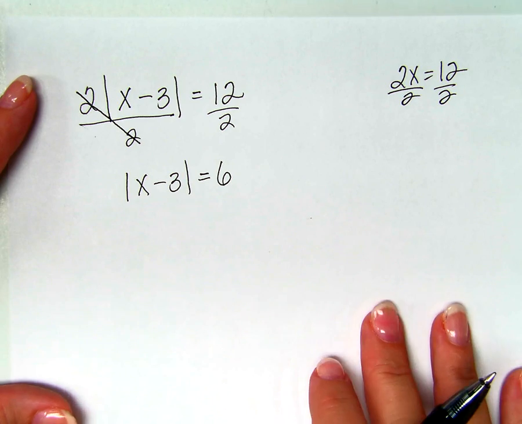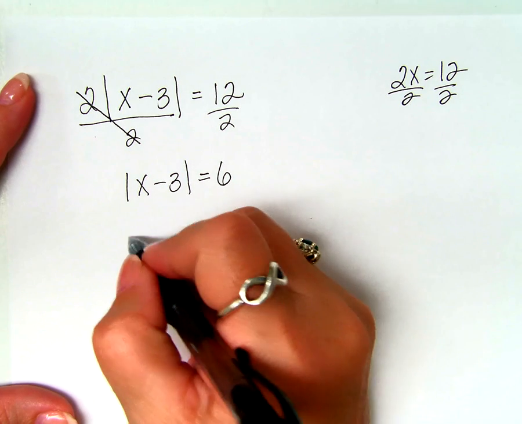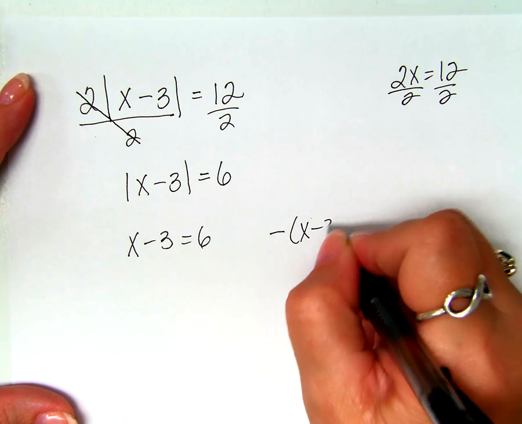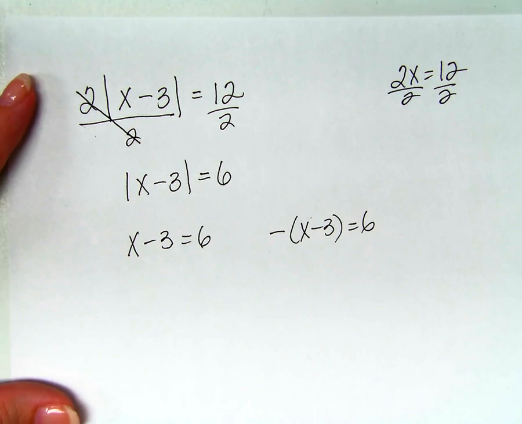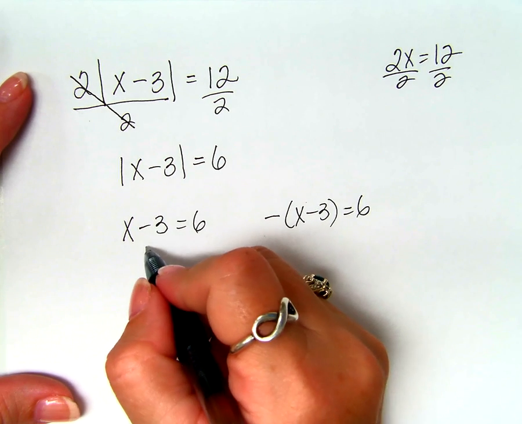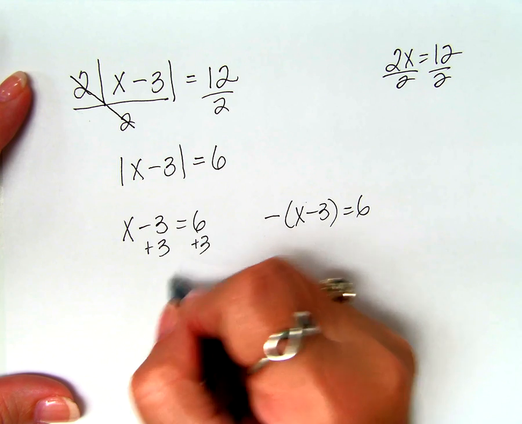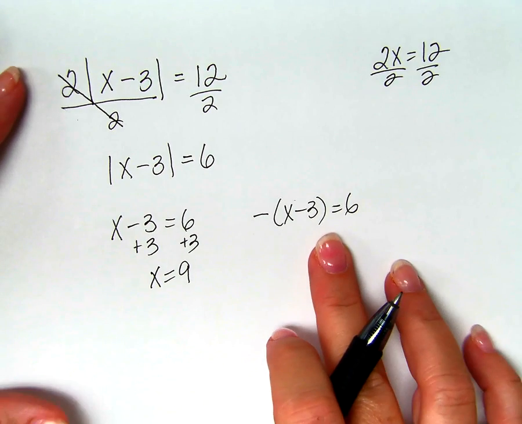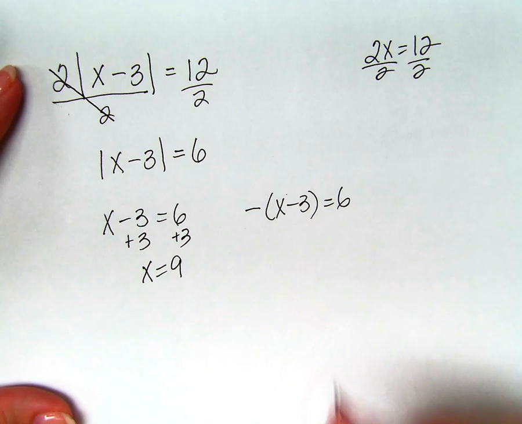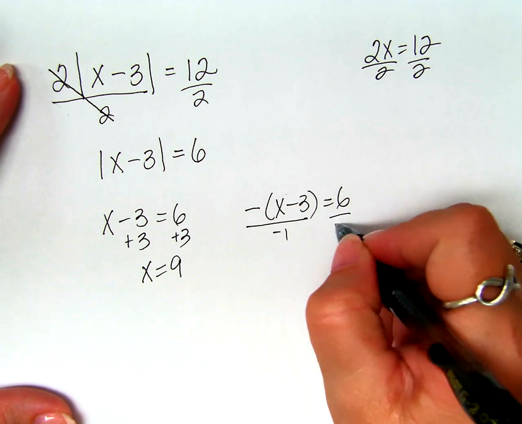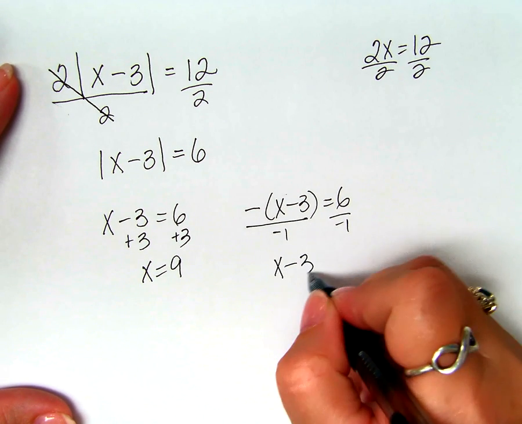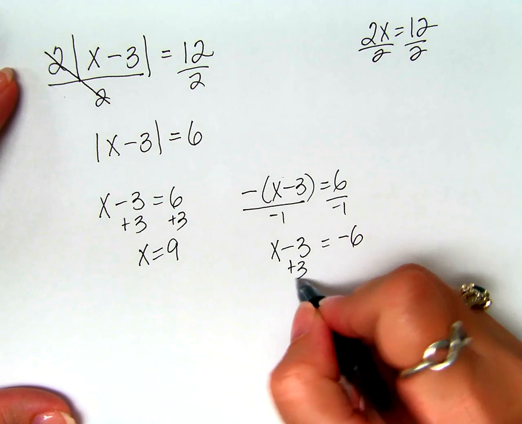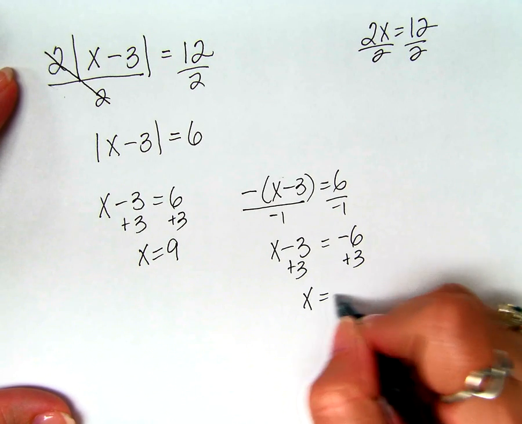One positive, one negative, right? Since the absolute value is isolated, I have x minus 3 equals 6, and I have a negative x minus 3 equals 6. So on the left-hand side, I can add 3 to both sides and get x equals 9. And what about this one? What do you want to do? Divide by negative 1, okay. x minus 3 equals negative 6. When I add 3 to both sides, x equals negative 3.